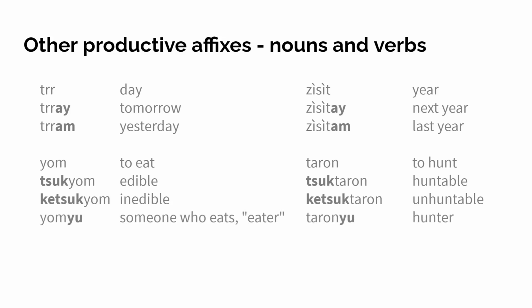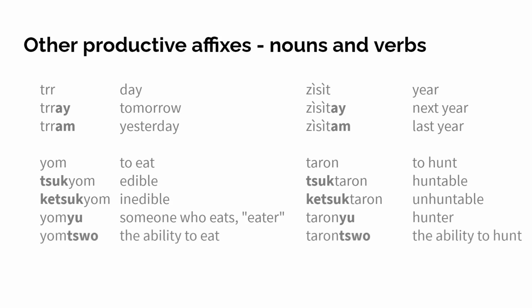Yomyu is someone who eats. Yu always makes a noun for the person who does the verb. So yomyu, someone who eats, so eater. Taronyu is then a hunter, because someone who hunts. If you are in a Discord server for learning Natvi, you probably have seen the words numeyu and kareyu a lot. Numeyu is someone who nume, so someone who learns, so a learner. And kareyu is someone who kare, so who teaches, so it's a teacher. That's where they come from.